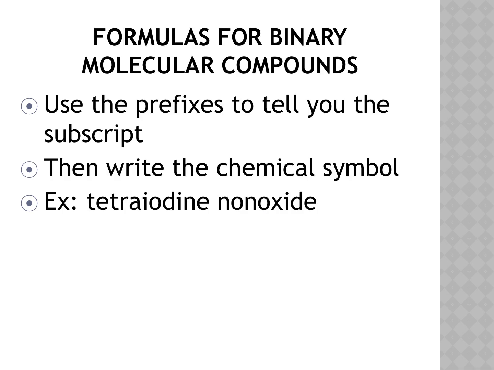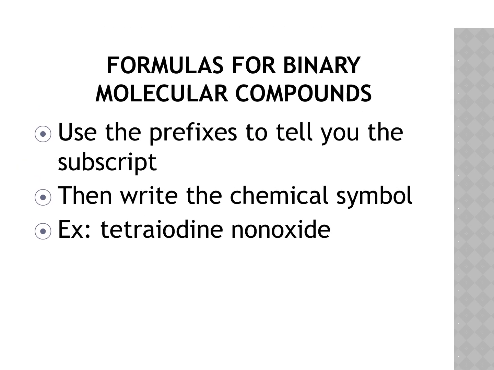Okay, next we're just going to switch gears to formulas. So how would you write the formula if you had the name given to you? These ones should be very simple and straightforward. All you're going to do is use the prefix, and that tells you what the subscript has to be. And then you'll just write the chemical symbol down. So in your notes, if you want, you could just write the example. So you could write down the tetraiodine nonoxide, and then we'll write the formula for this one.